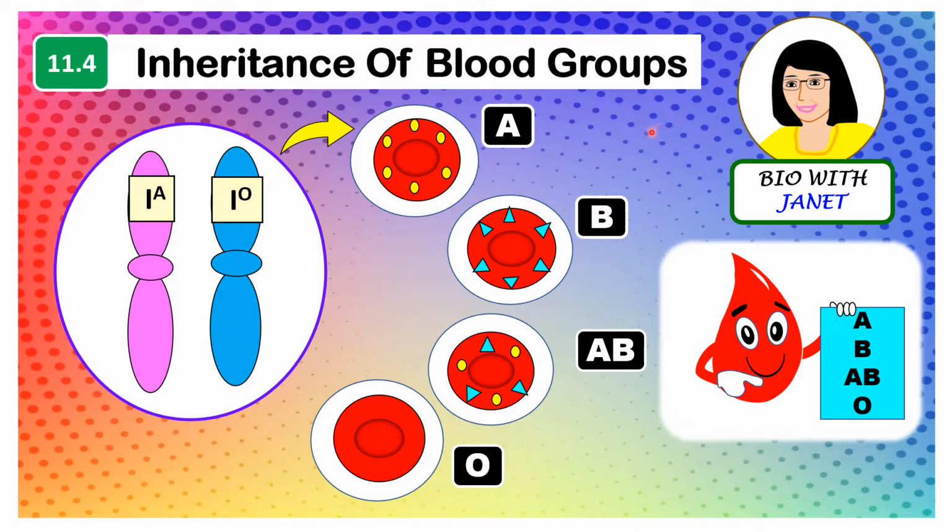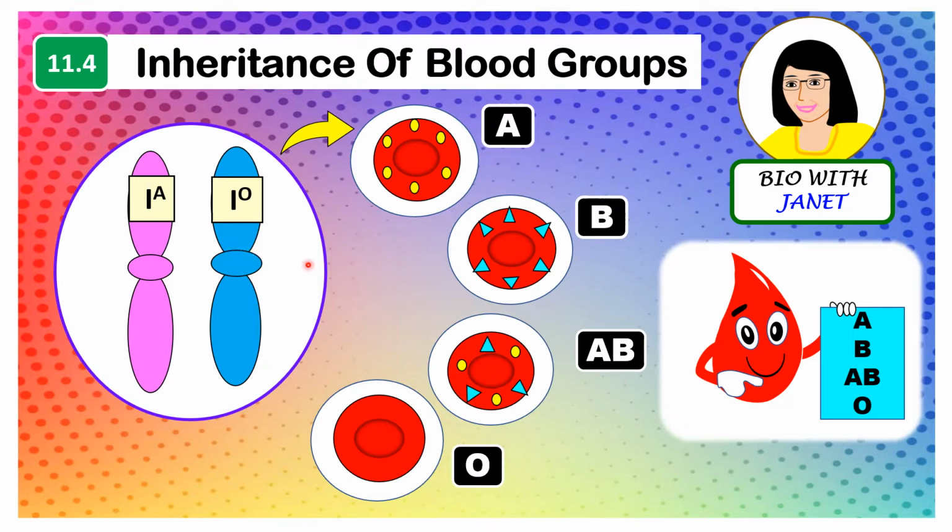Right? So each person has a specific blood group. And the blood group that he has depends on what alleles or genes his parents have given him. So your father will give you one allele for a blood group, one gene for a blood group. And your mother will give you another allele or gene for a blood group.